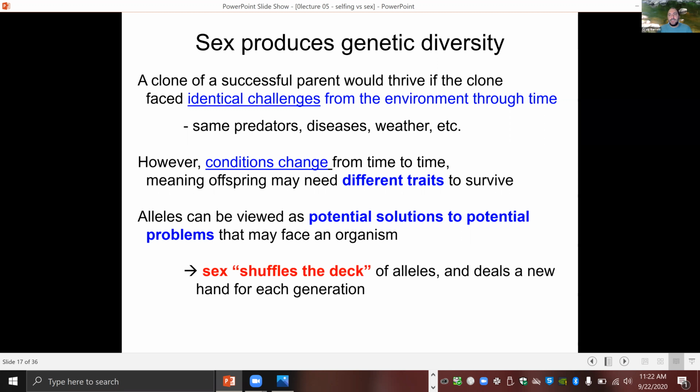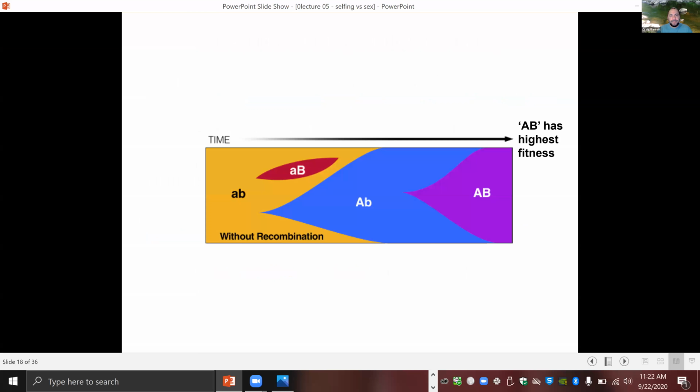Okay, so alleles can be viewed as potential solutions to potential problems that may face some organisms. So some alleles will benefit you in one condition, other alleles will benefit you in another. And so what sex is actually doing is shuffling the deck of alleles, and it basically deals a new hand of these alleles each generation. So when you reproduce sexually, you're shuffling alleles between chromosomes because of independent assortment and crossing over. We'll talk about those here in a minute.